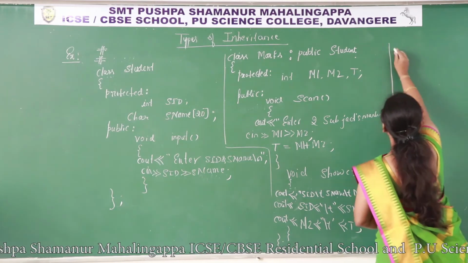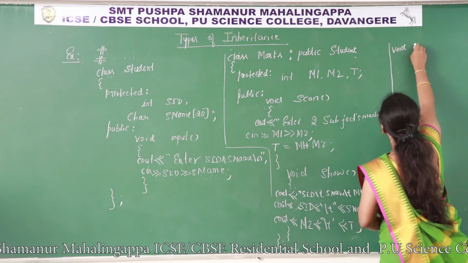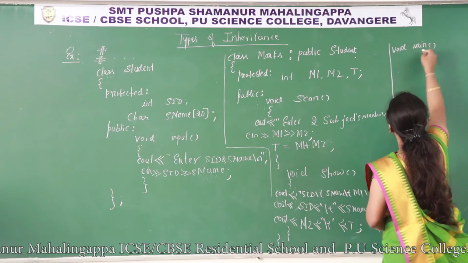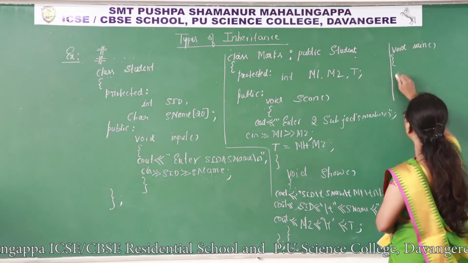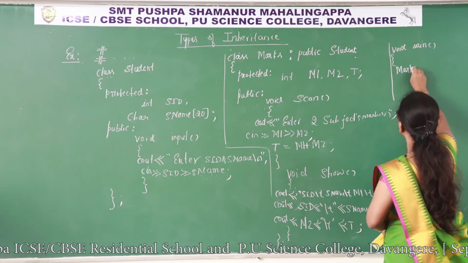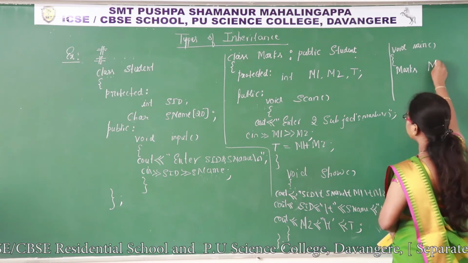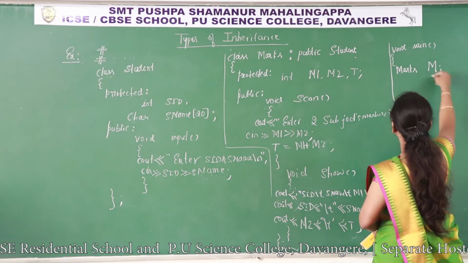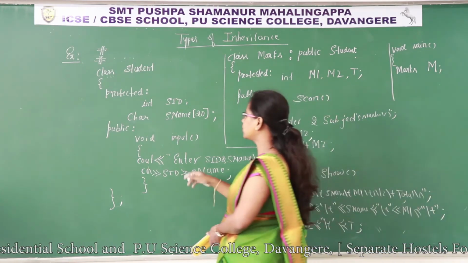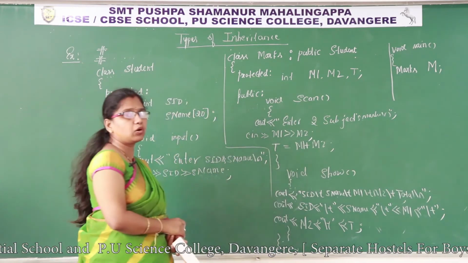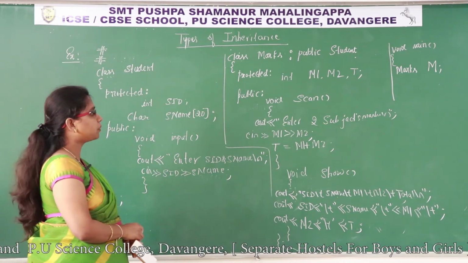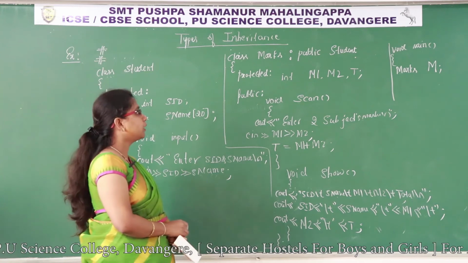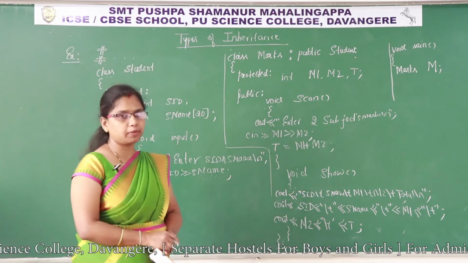Then void main, so we have to create an object for the derived class, that is marks. I'll take the object name as m. First I want to call the input function. So input belongs to the base class. After inheritance, this input function has become a public member of the derived class because the mode of inheritance is public.